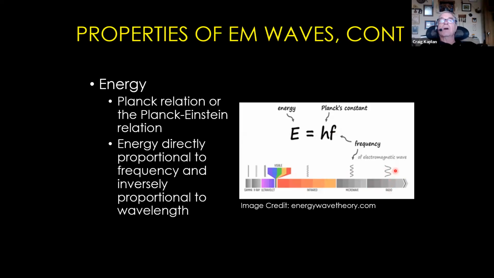So these are lower energy to higher energy. And within the visible spectrum, red is lower energy than blue and violet on the other end here, because it's a longer wavelength or higher frequency or shorter frequency.